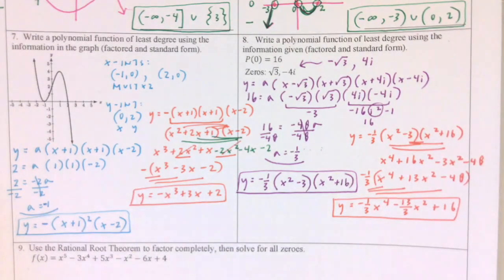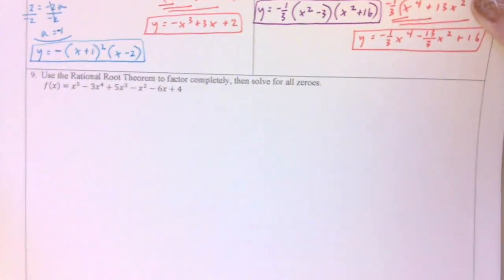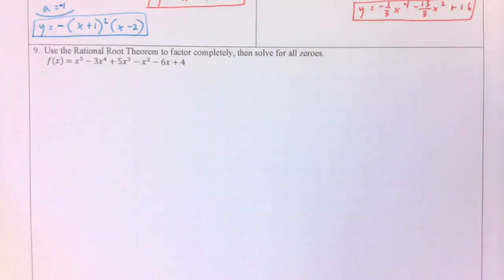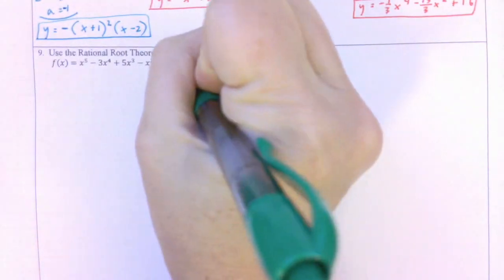All right, so good exercise in writing equations in factored and in standard form. Last skill, can you use the rational root theorem to factor completely, then solve for all zeros? Now, we're not going to give you one that's this complicated on the quiz, but good to practice a little harder than we're going to quiz you. So, rational root theorem, first thing to note is that this is the P and this is the Q. So we make a list of the possible rational roots.